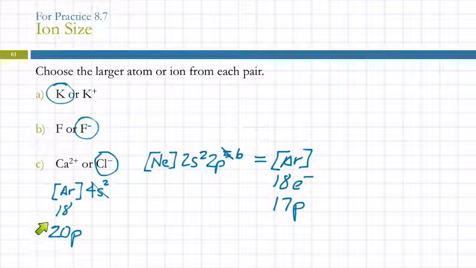So these have the same number of electrons. What's different is the nucleus. A positive 20 charge is going to have more attraction for electrons than a positive 17 charge. More attraction pulls those electrons in closer, making this one smaller and this one larger. Okay?